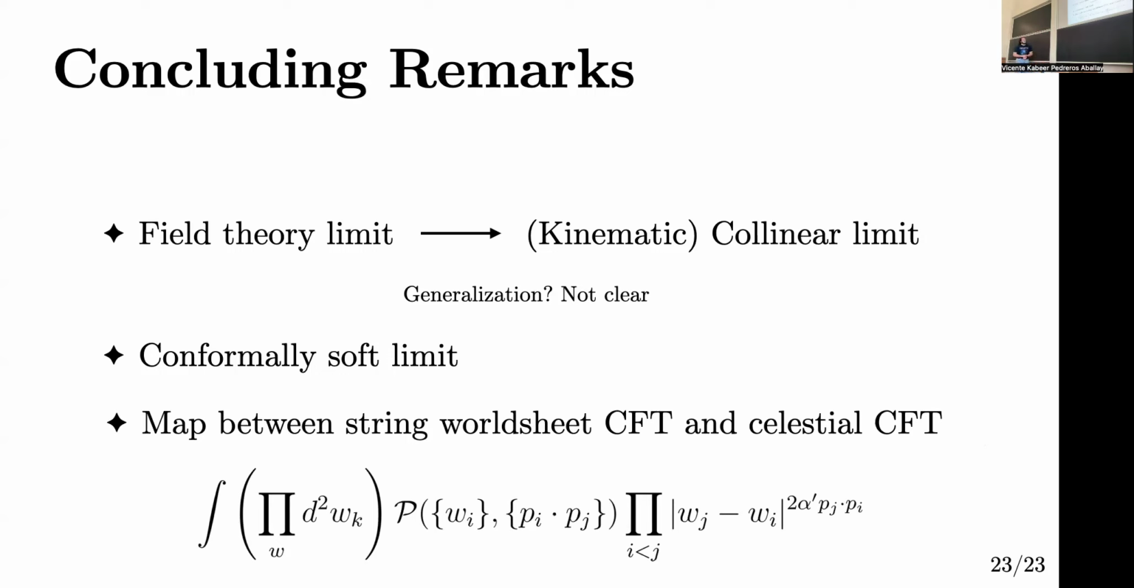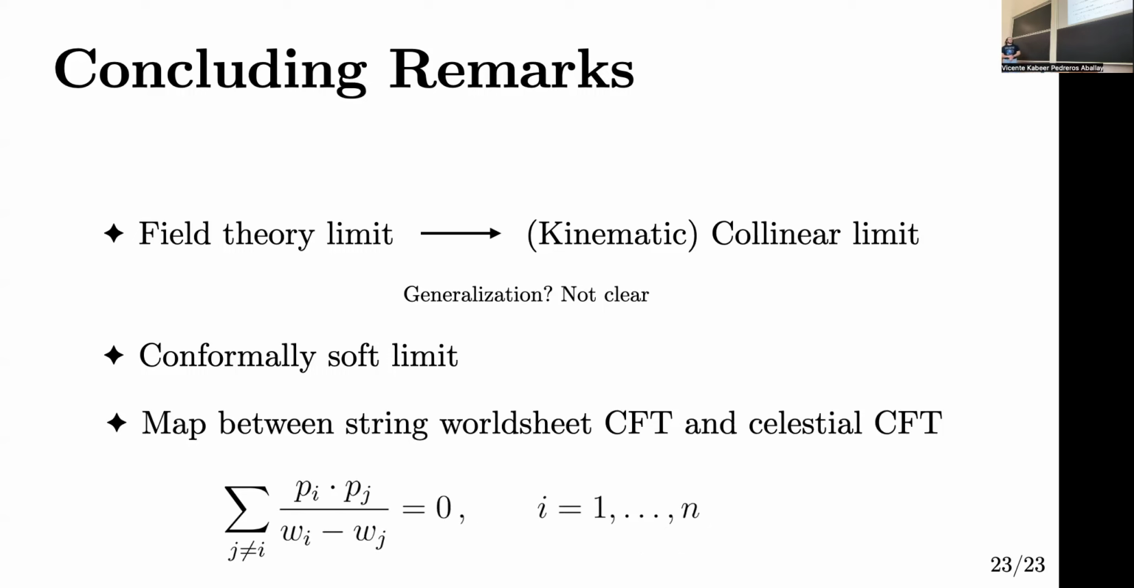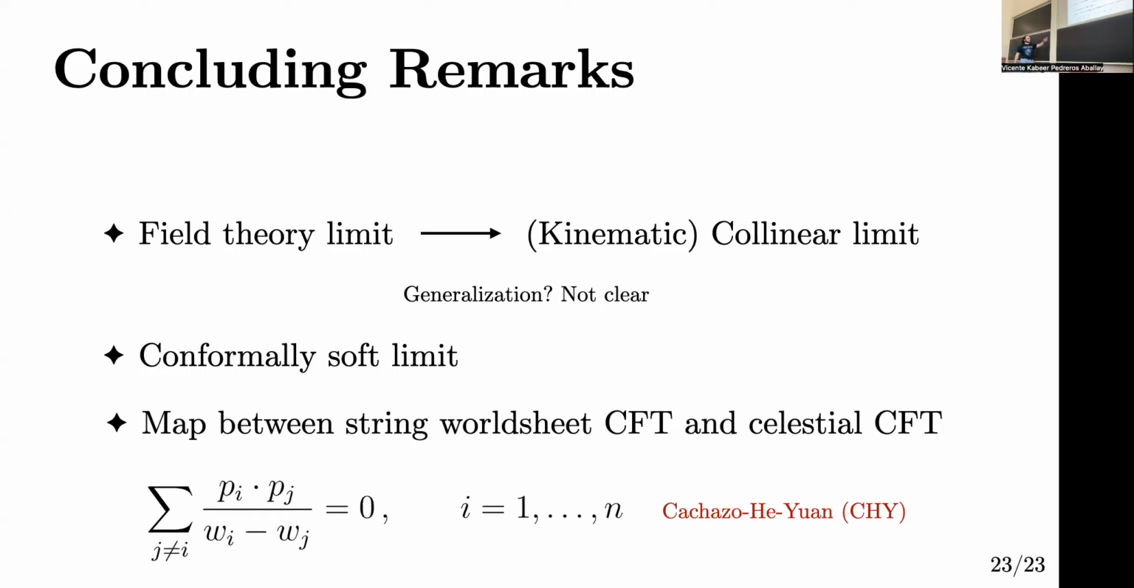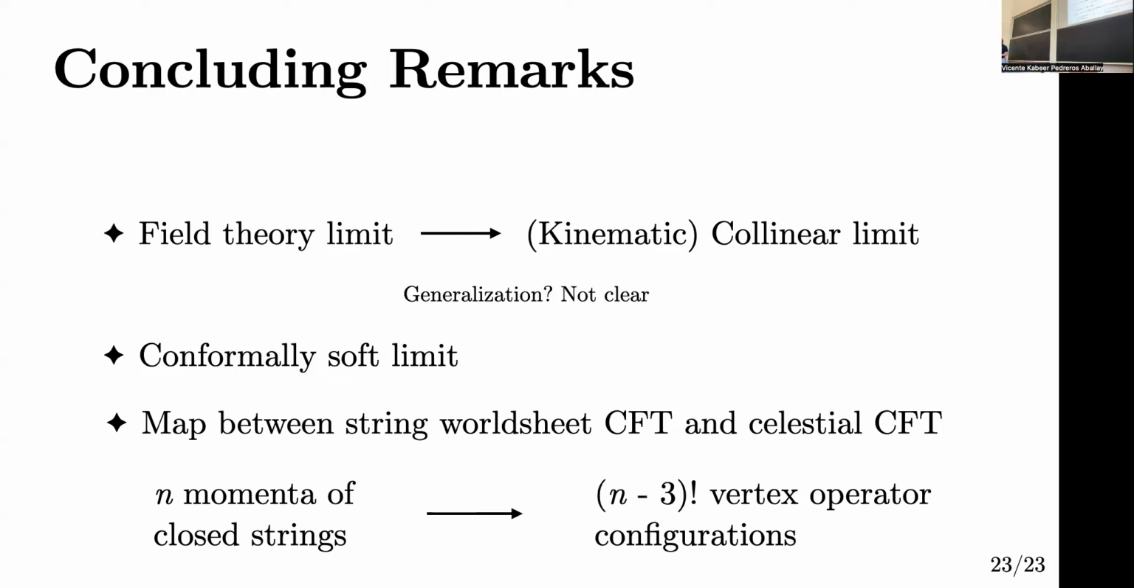When we do that, we obtain that the saddle point equations of this integral are given by this expression, which are known to be the scattering equations. These are key equations in the Cachazo, He and Yuan, or just CHY, formulation of scattering amplitudes for massless particles, which naturally appear in the infrared limit. So we're seeing a very nice matching between low energy and high energy. Now the punchline is that a single configuration of momenta of a closed string gets mapped into (n-3)! possible vertex operator configurations.